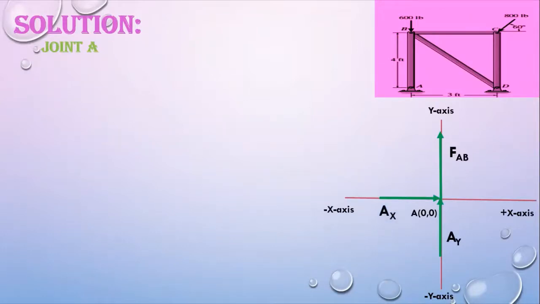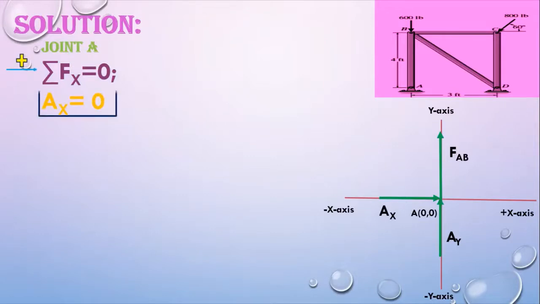Now we are going to sum up horizontal forces and vertical forces. How can we sum up? You can see summation of Fx equals 0. So AX equals 0. Then summation of vertical forces equals 0.